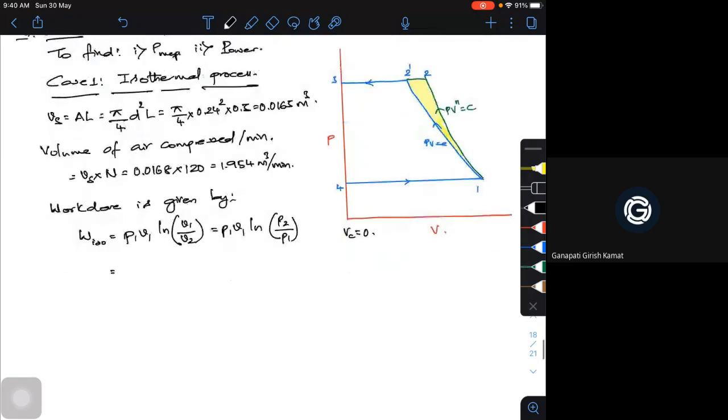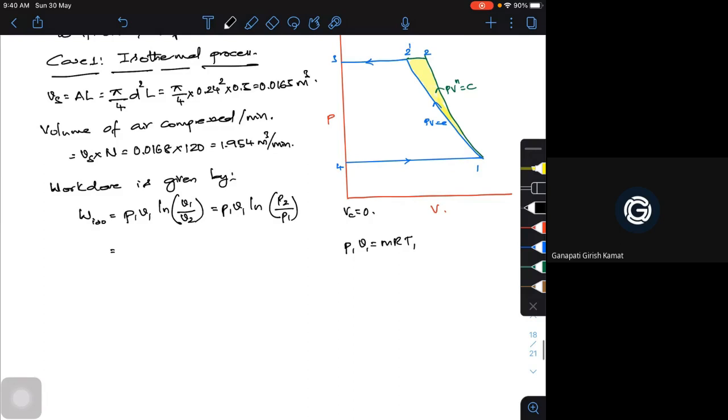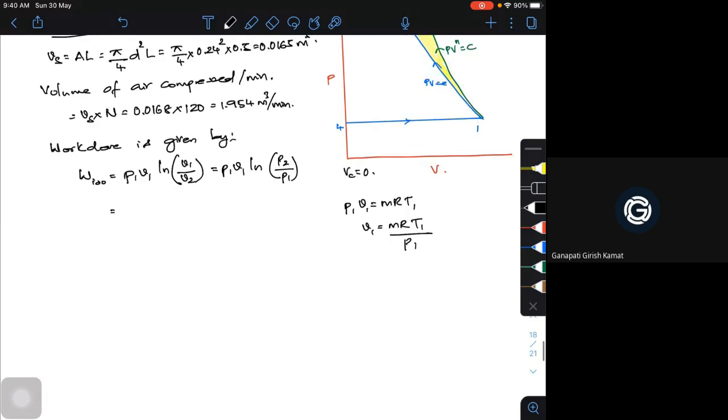So we know this equation, that is P1 V1 is equal to MRT1. Anyhow, M is equal to 1 kg, so here I am going to assume M is equal to 1 kg. Therefore, your V1 is equal to M into R into T1 by P1. So R is equal to 0.287.